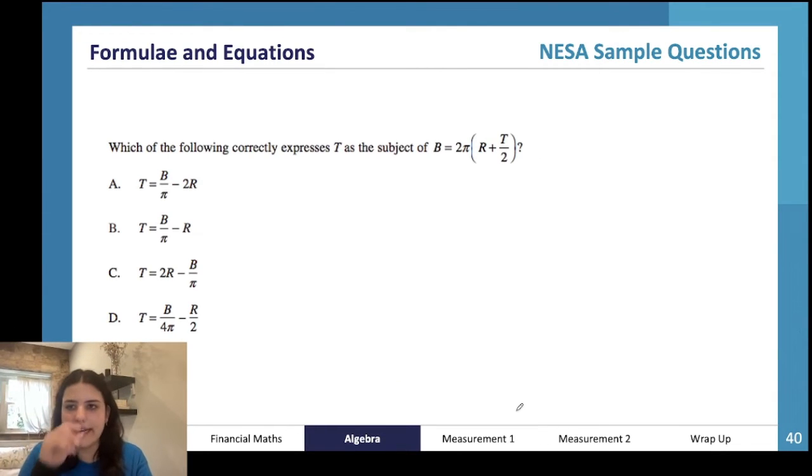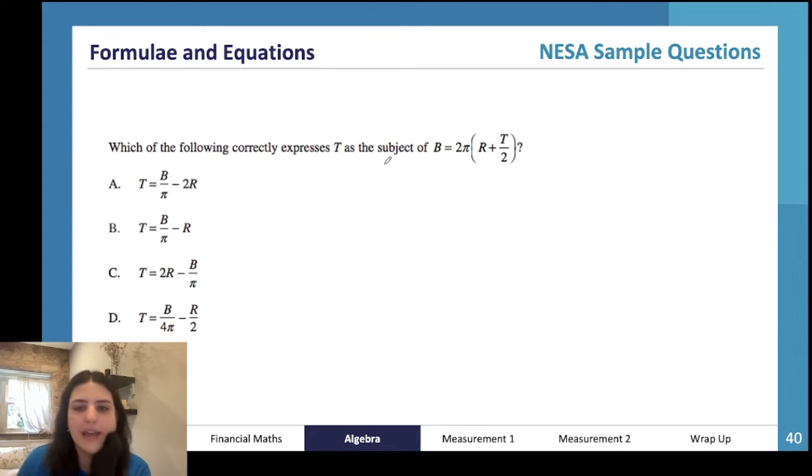All right, here is a NESA sample question that NESA actually provides as an example. Which of the following correctly expresses t as the subject of b equals 2 pi r plus t over 2? So to work this out, I kind of like to do a little bit of guess and check with these, but also just work out the question on my own.